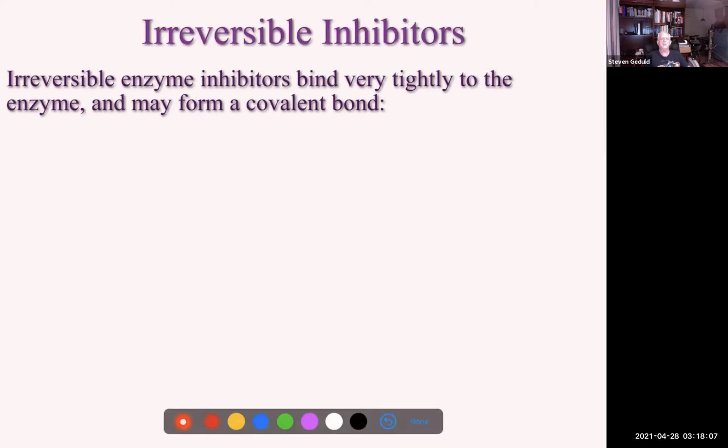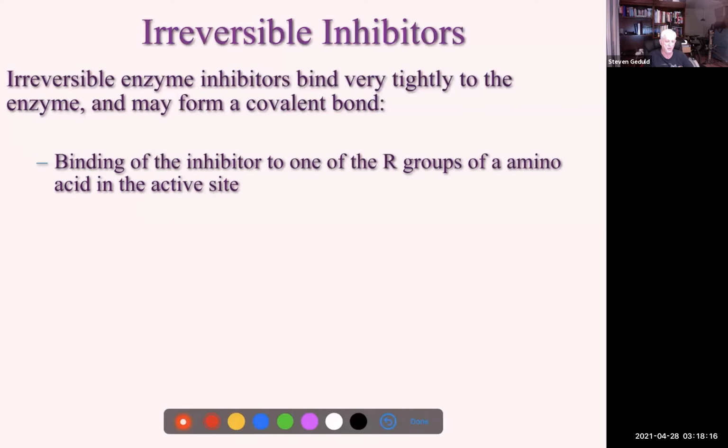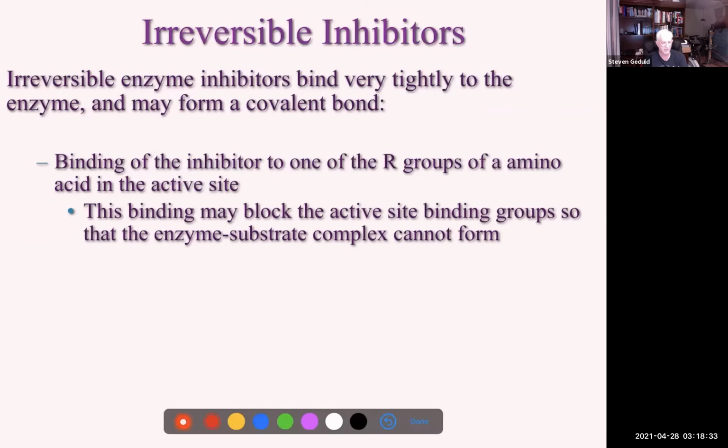So irreversible inhibitors bind tightly to the enzyme and may form a covalent bond, binding the inhibitor to one of the R groups of an amino acid in the active site. Remember, irreversible means it's binding extremely tightly. It's going to form a covalent bond. It's not going to come off. It's not forming one of our weaker bonds. It can bind to the active site. This binding may block the active site so that the enzyme substrate complex cannot form.